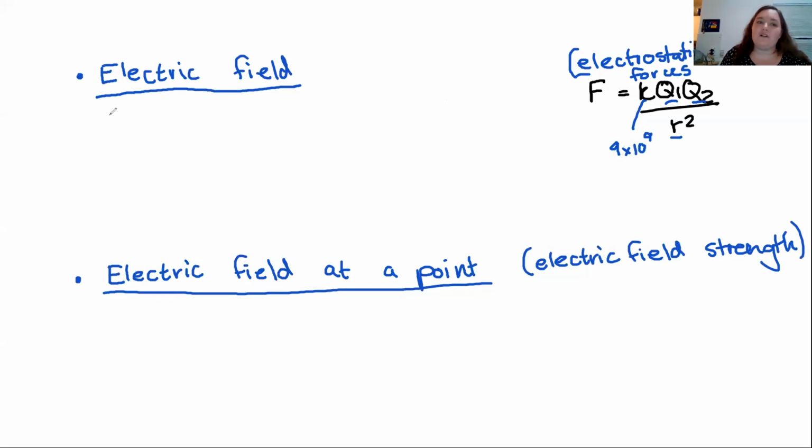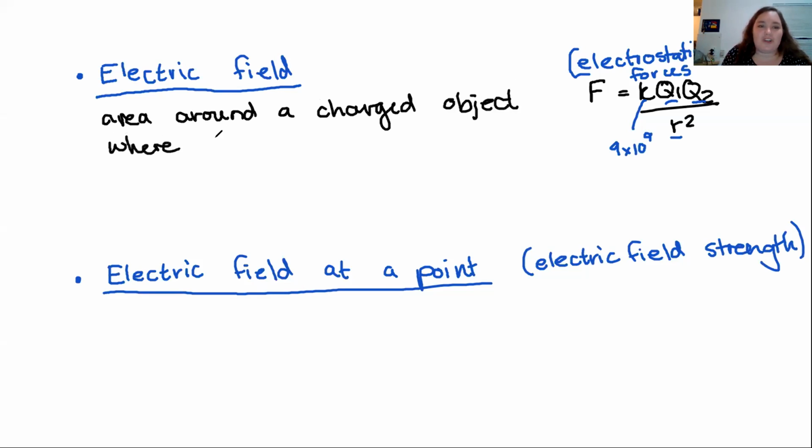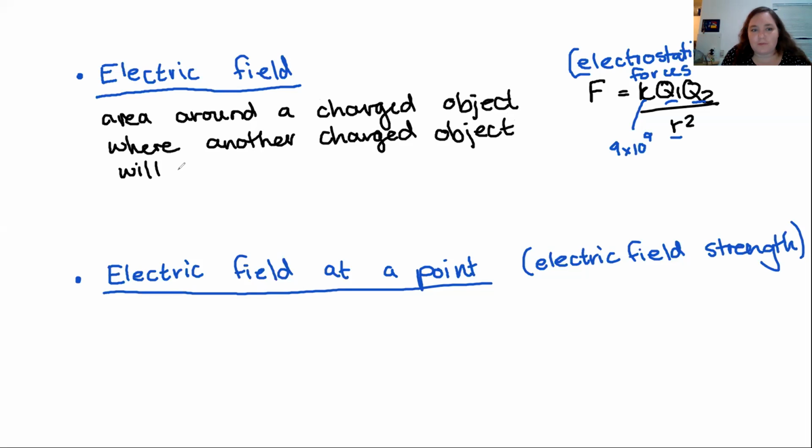So an electric field is an area around a charged object where another charged object will experience a force. Please note that these fields, we represent them using imaginary field lines. We try to create field lines to represent the field that's there.